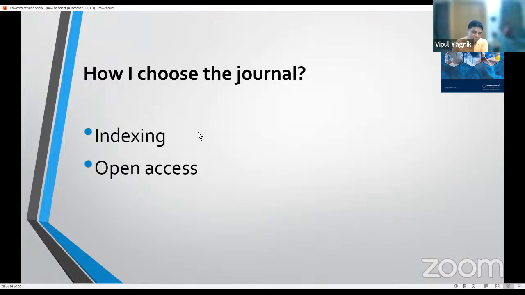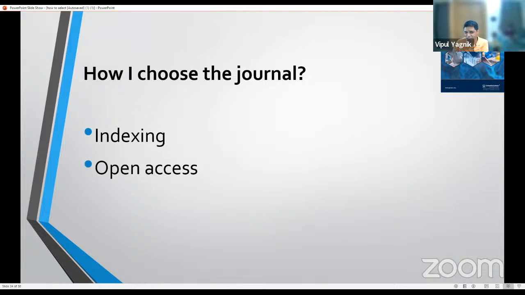Now how do I choose the journal? I have kept only two parameters for choosing the journal: I look at the indexing and I look at the open access policy of the journal. Rather than looking at the impact factor and CiteScore, I give preference to the indexing. My first preference is a Medline or PubMed indexed journal. Second preference is a PubMed Central journal. Third preference is a Web of Science journal, means ESCI, Science Citation Index and Science Citation Index Expanded. And lastly, I choose Scopus and Embase.